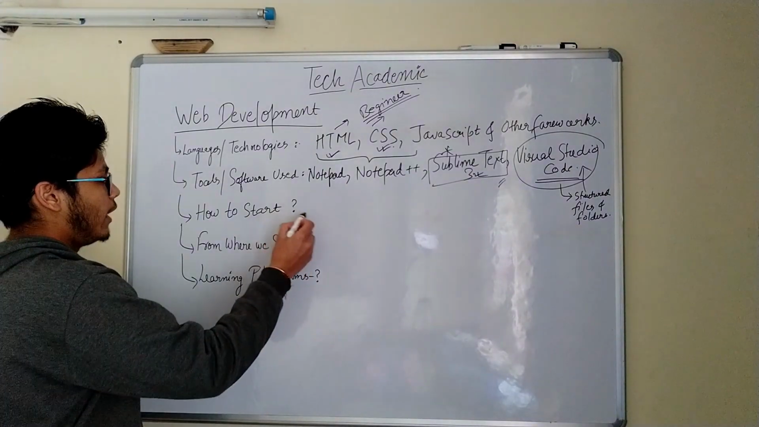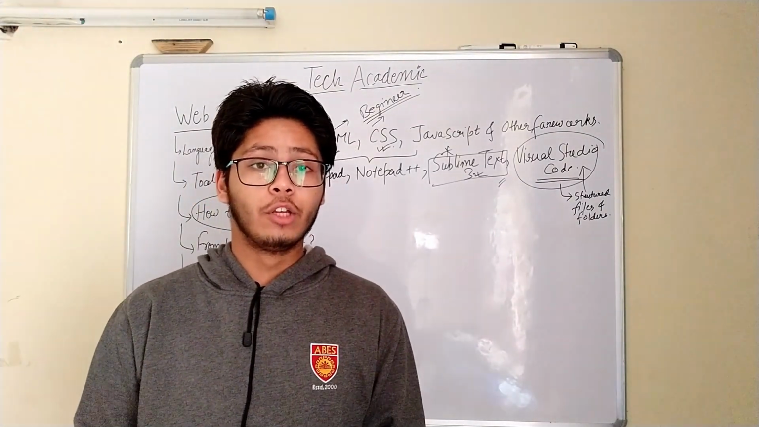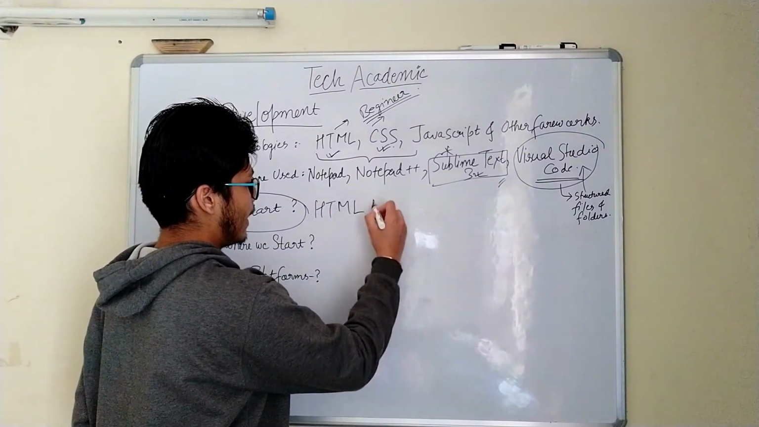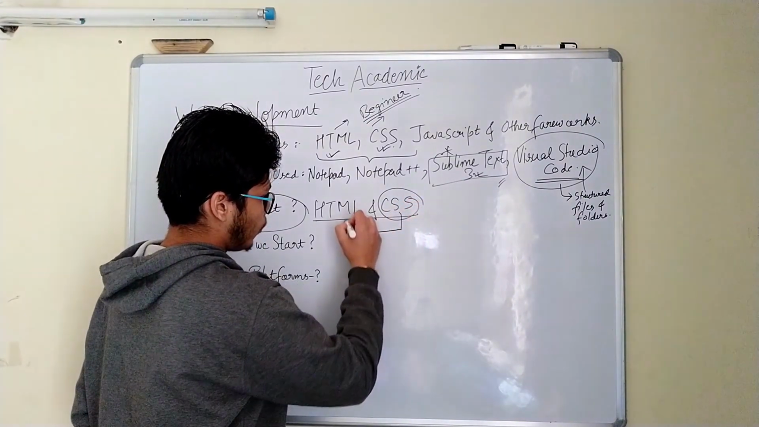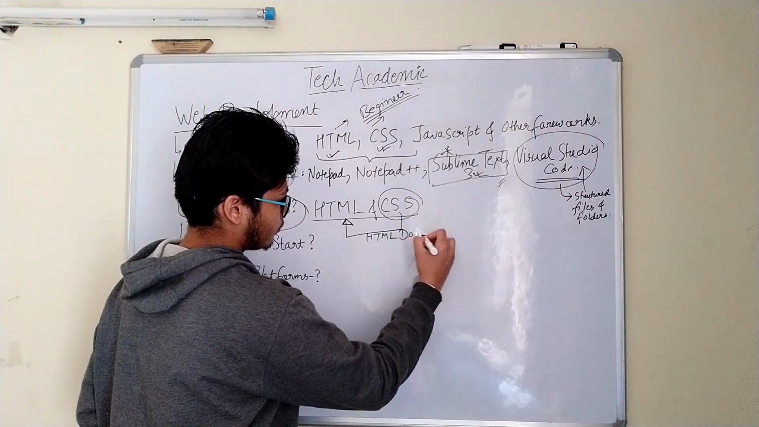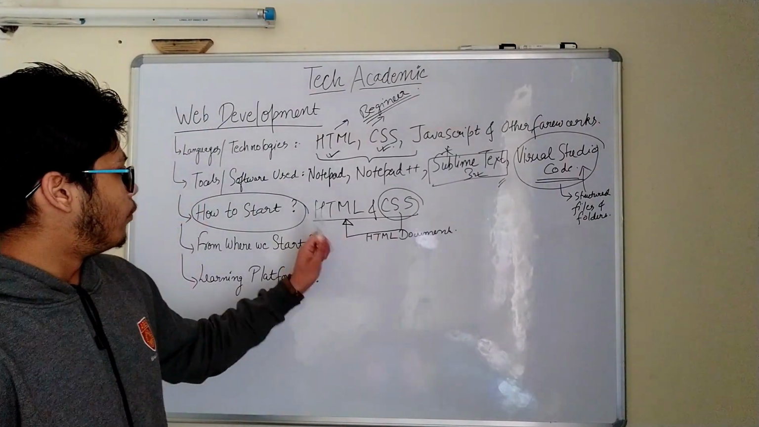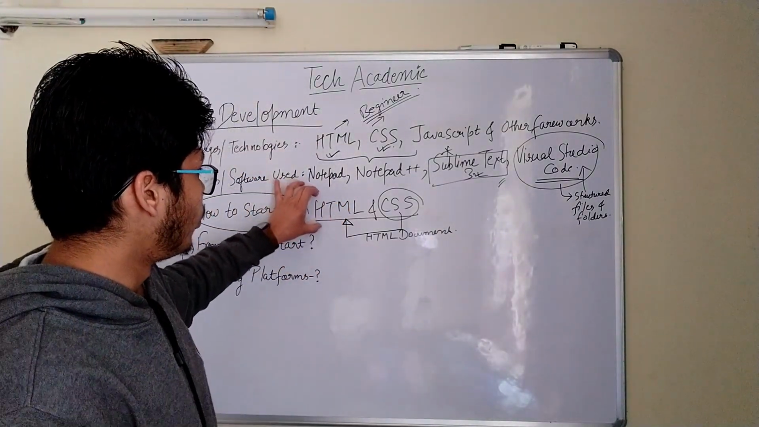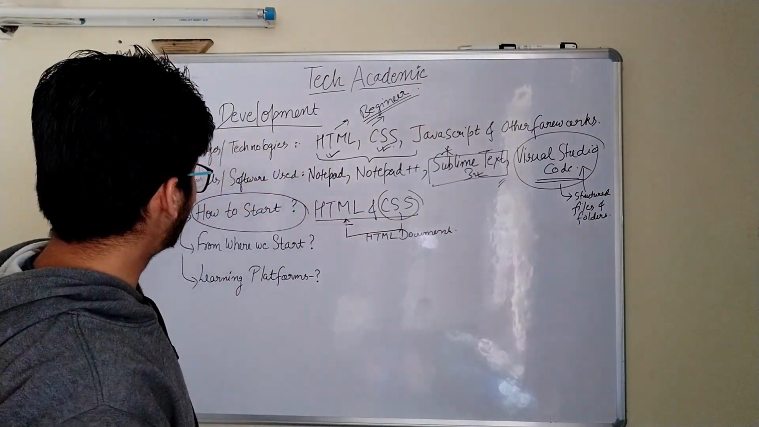The main question is how to start web development. First you start by learning HTML and CSS. CSS is a technology which is used to provide styling to an HTML document. So the first task for a beginner is to learn HTML and CSS and implement these languages using these tools and software.